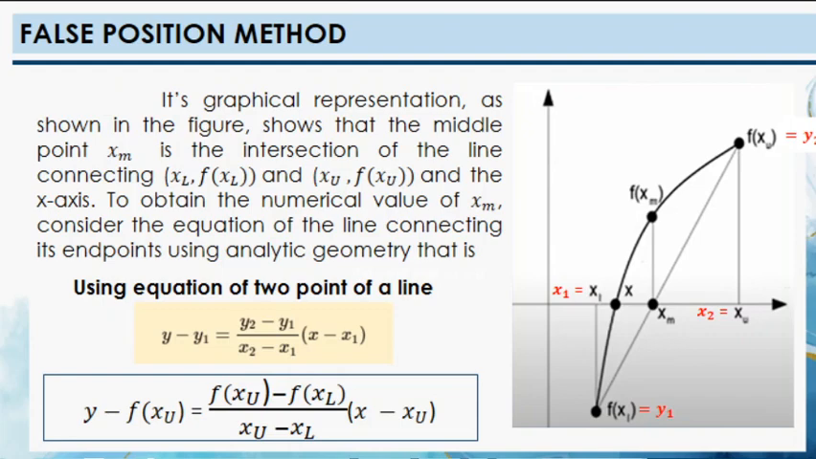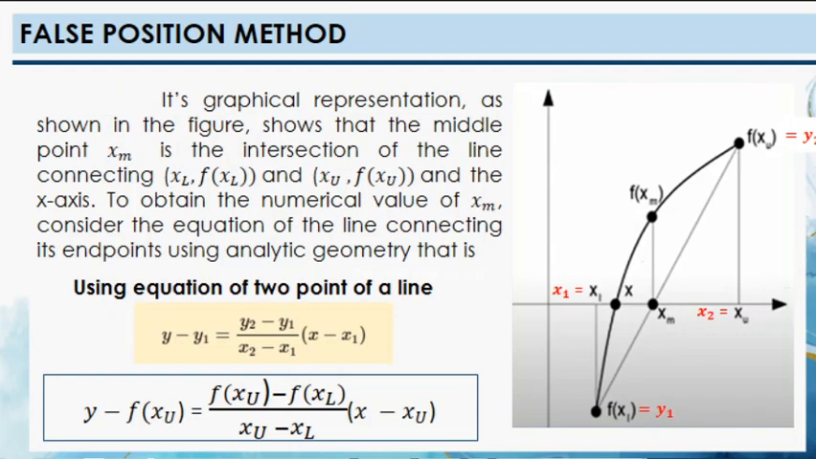Matatandaan niyo, ito yung formula ng two-point form of a line natin. We have y minus y sub 1 is equal to y sub 2 minus y sub 1 over x sub 2 minus x sub 1, multiplied by the quantity x minus x sub 1. Kung saan, yung y sub 2 minus y sub 1 over x sub 2 minus x sub 1 natin is also the slope of the line, diba?